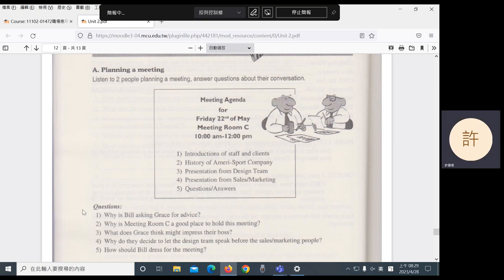Okay, and then these are the questions you will try to answer when you listen to the dialogue. One, why is Bill asking Grace for advice? Okay, so we have one man, one woman. And Bill is asking Grace for advice. Why? Two, why is meeting room C a good place to hold this meeting? Three, what does Grace think might impress their boss? 让他们上司令人印象深刻. Four, why do they decide to let the design team speak before the sales marketing people? Five, how should Bill dress for the meeting? 该怎么穿着? Okay, so let's listen to this dialogue.